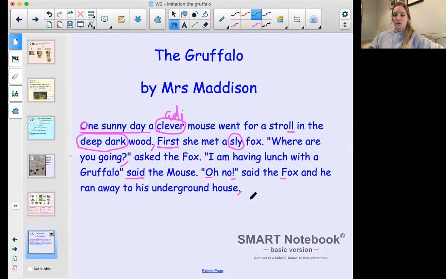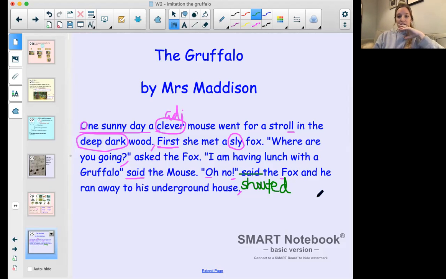What kind of word could I use, what verb could I use to say how the fox said, "Oh no"? What do you think? Tell the screen. 3, 2, 1. We could use a few different verbs. "Oh no," shouted the fox. It's another word that means to say something loudly. "Oh no," yelled the fox. "Oh no," cried the fox. "Oh no," screamed the fox. So lots of different verbs that we could use there. And he ran away to his underground house.